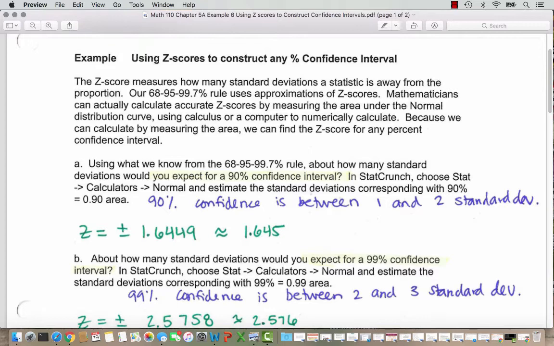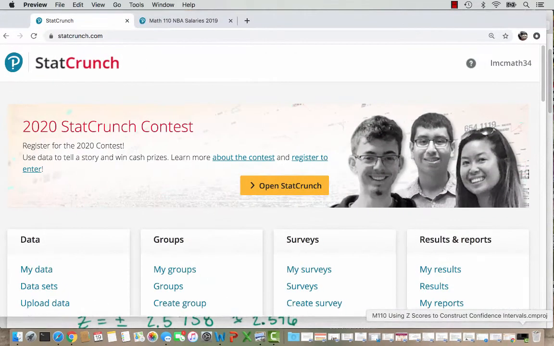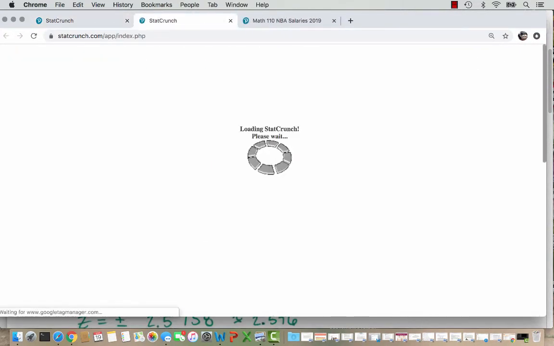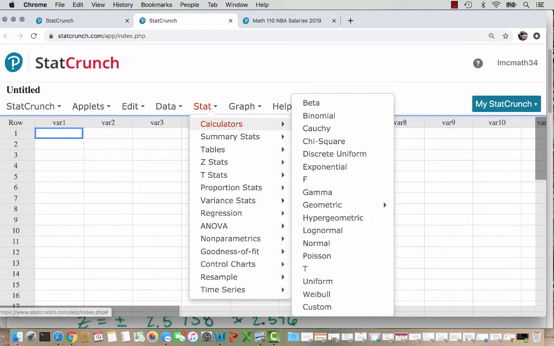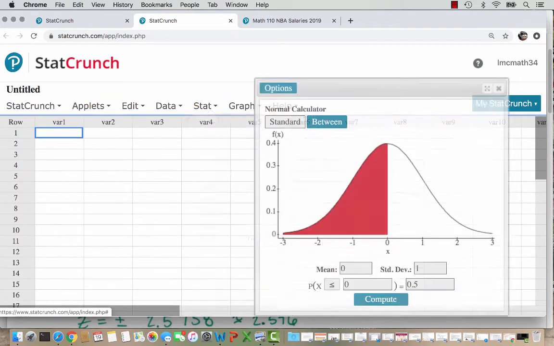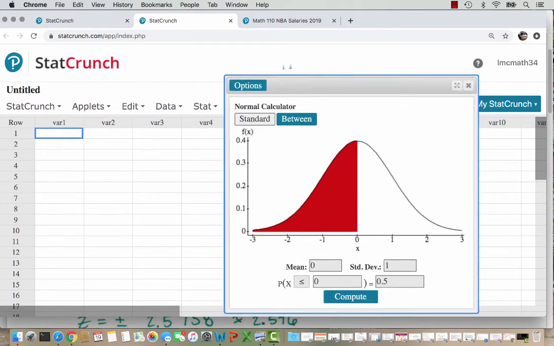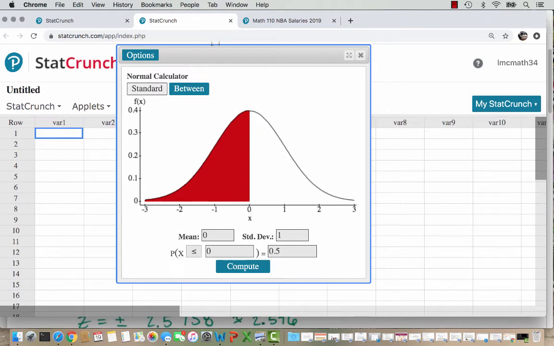So in StatCrunch, remember you're going to choose Stat, Calculators, and then Normal. I'm going to open StatCrunch. You can open a blank window or use a window you have already opened. Then we're going to head to Stat, Calculators, Normal. By default, we have 0 as our center, our mean or our proportion, and then a standard deviation 1. So we're going to leave that.